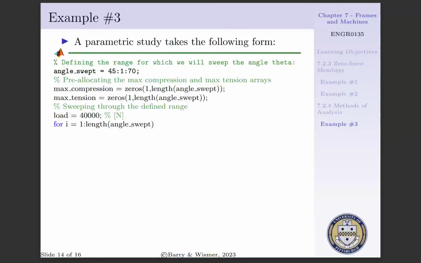Next, we will sweep through our defined range. Before doing such, we will define our applied load, which is 40,000 newtons. To sweep through our defined range, we are going to iterate the variable I from 1 to the length of angle swept. In doing such, we can call theta. Theta is angle swept, and theta is going to take a value of 45, 46, 47, all the way up to 70 each time we run through our for loop.